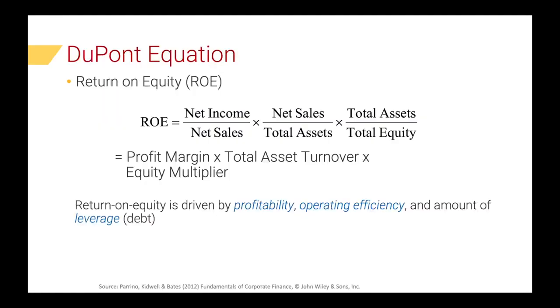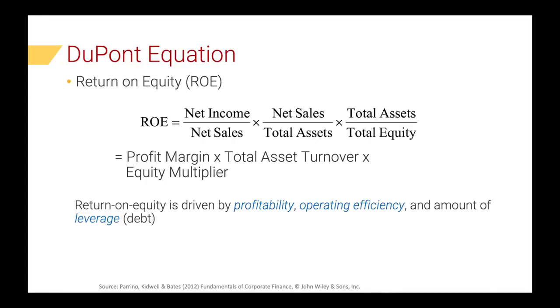The DuPont equation is a measure for return on equity, and it is calculated by multiplying three variables. First, your profit margin, which you get when you take your net income divided by your net sales. Second is your total asset turnover, which you get when you take your net sales divided by your total assets. And then third is the equity multiplier, which you get when you take your total assets divided by your total equity. This equation shows that the return on equity is driven by profitability, operating efficiency, and the amount of debt or leverage.